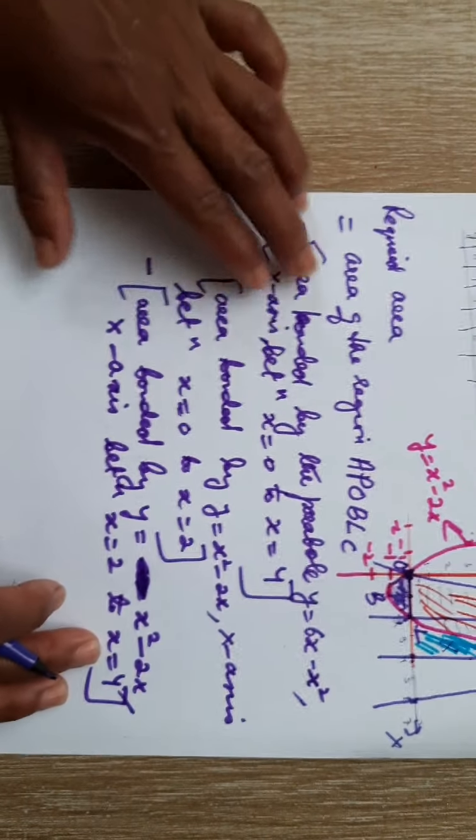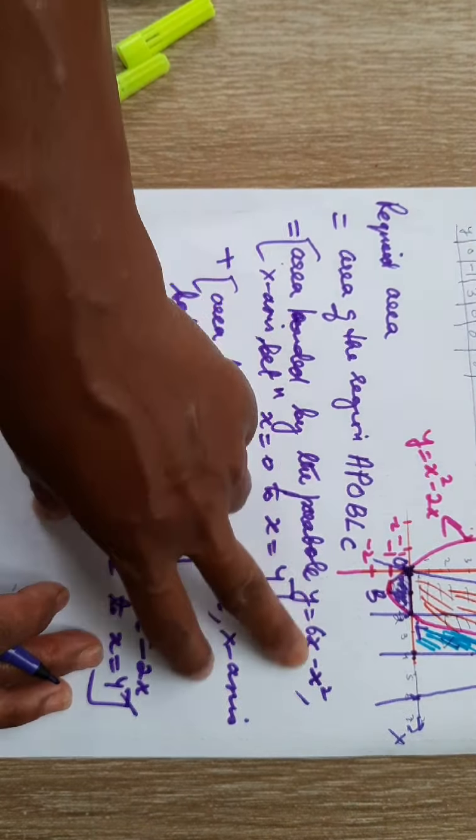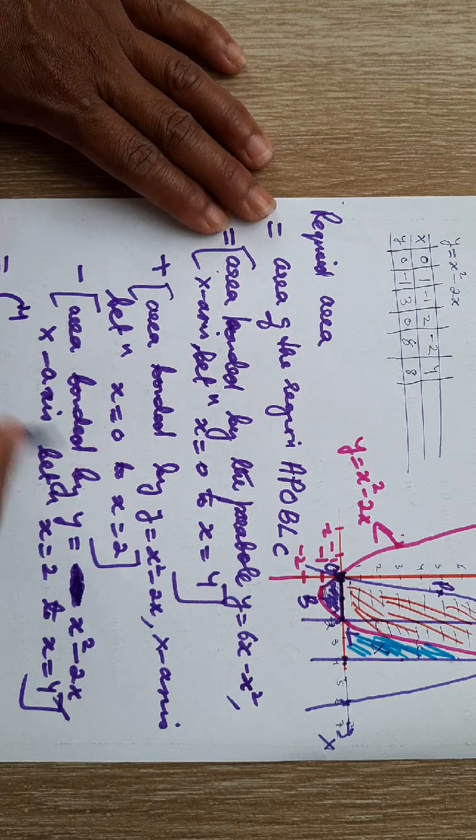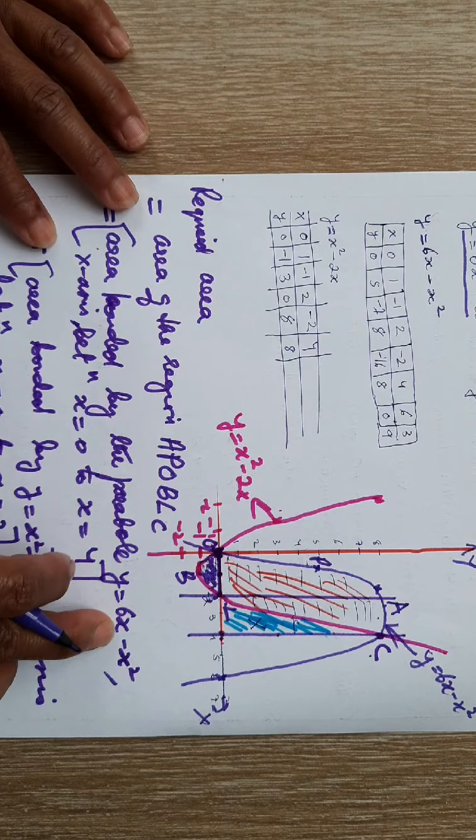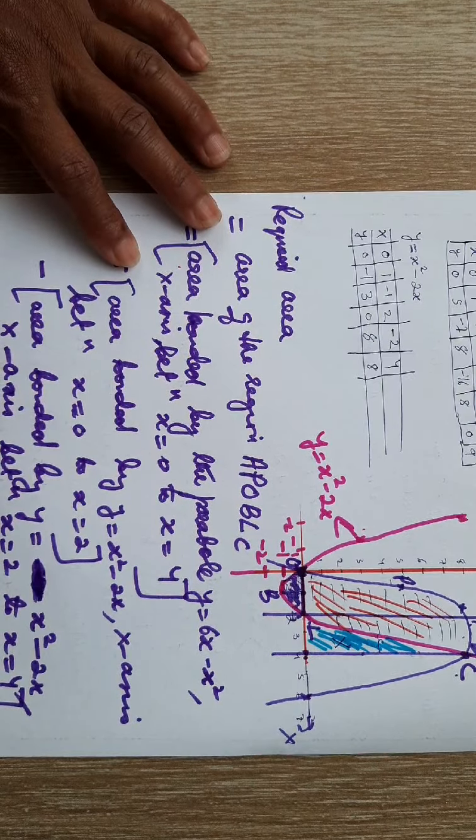APOBLC. So now what is the area bounded by the parabola, this one? So we have to use that formula, integral a to b y dx. So let us apply this formula now. For the first one, it will be equal to integral 0 to 4 y dx. But what is y? It is 6x minus x square, 6x minus x square dx plus area bounded by y is equal to x square minus 2x.